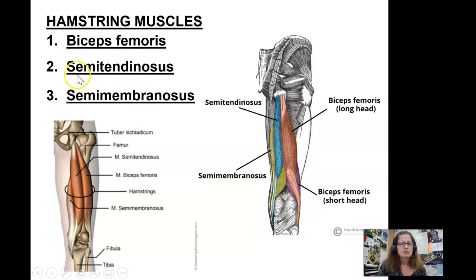And then these 2, the semi guys, I have tendinosus and membranosus, I think of T for on top. Tendinosus is on top of membranosus. So when you look at these colors over here, this guy's blue, this guy over here is green. So if you have red-green color blindness, I apologize that he is red. This blue guy is sitting on top of the green guy.